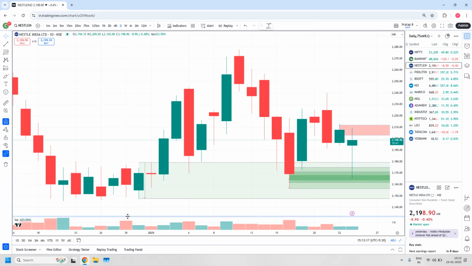Yesterday, end of the day report, we identified 13 high liquidity zones from daily and 75 minutes time frame. And we got trades from a couple of stocks. Especially in Indus Towers, we got 4 trades. 1 is stopped out and 3 are successful trades.